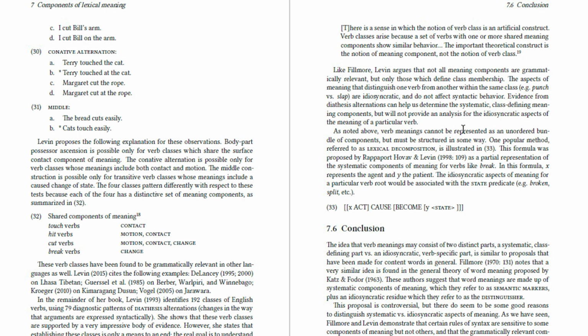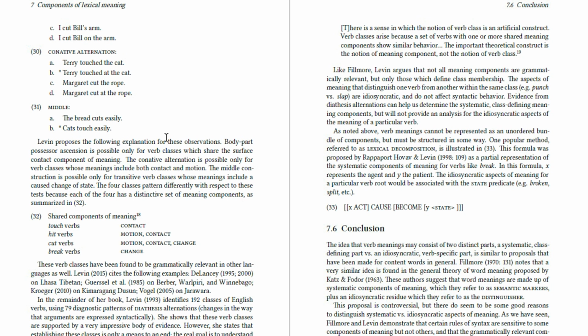So as noted above, verb meaning cannot be represented as an unordered bundle of components. So we have to understand what the meaning of unordered is. It should be in the exact condition, like the verb break. So go back again and read about transitive, intransitive, and read about state or stative verbs, how to understand them quickly.